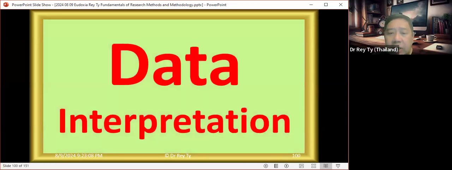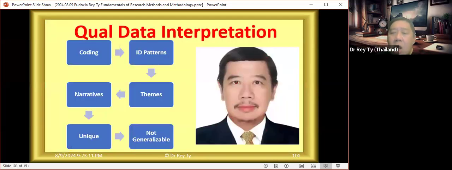Okay, for data interpretation, this is now you make a story. So from your writing, you code either manually or you use software. Like my student used NVivo, or you can use MAXQDA. Okay, I use my hand on a sheet of paper. And then you identify patterns, you look for themes, and you make a story. And this story is unique to your findings, and it's not generalizable.